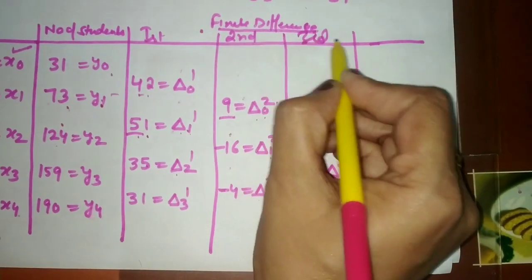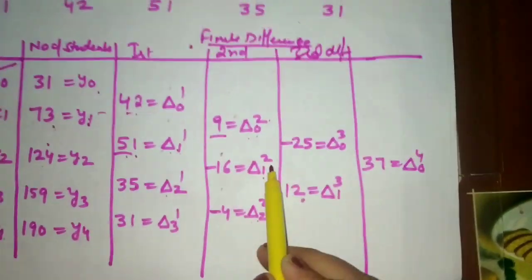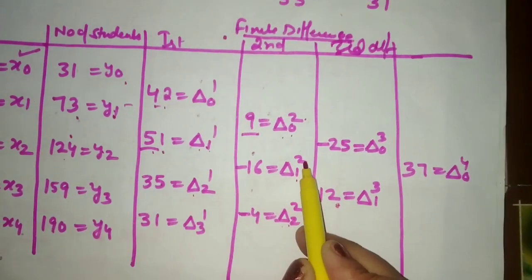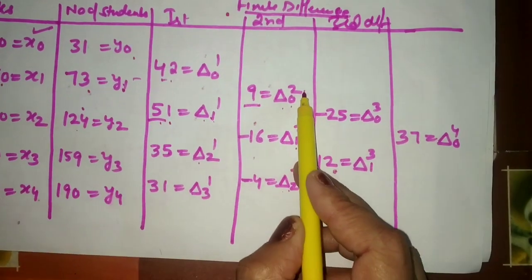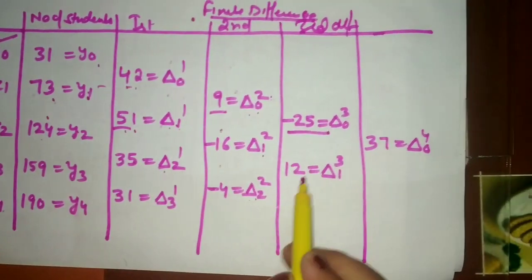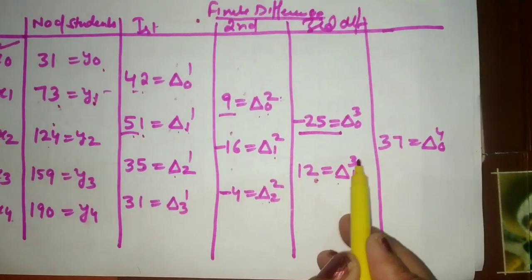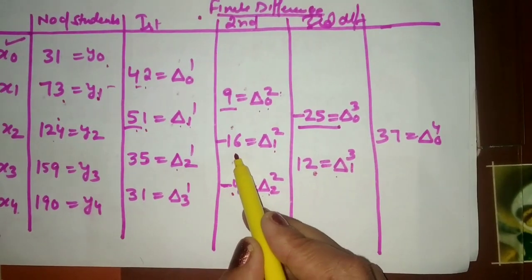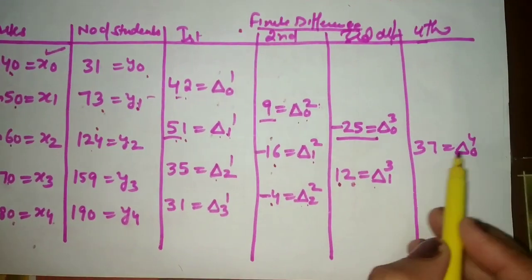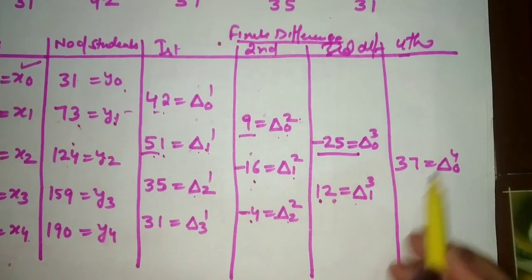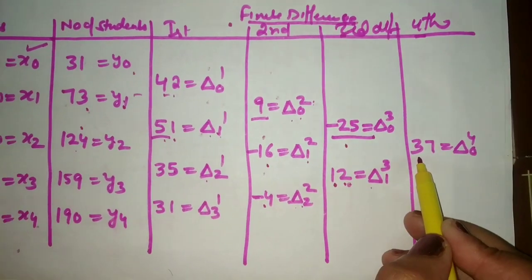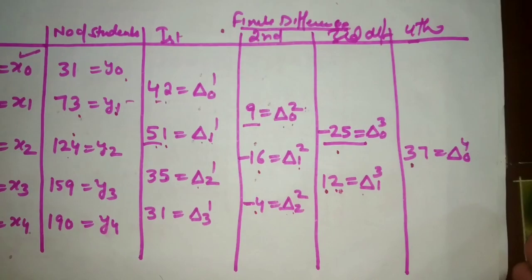Then the third differences. Delta 0 raised to power 3 is delta 1 raised to power 2 minus delta 0 raised to power 2, that is minus 16 minus 9, which will be minus 25. Now delta 1 raised to power 3 will be minus 4 plus 16, that will be 12. Then the fourth difference, delta 0 raised to power 4, is 12 plus 25, that is 37. These are the differences I have calculated.